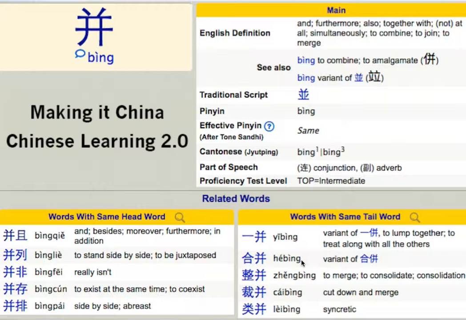Yibing, hebing, caibing, yibing, hebing, leibing, caibing, zhengbing, yibing, leibing, zhengbing, bingjie, bingliè, bingfei, bingcun, bingpai, yibing, hebing, zhengbing, caibing. All right, so that's how we do it. We learn character by character. Each of them takes time, but remember that time doesn't exist, and that's the most important thing.